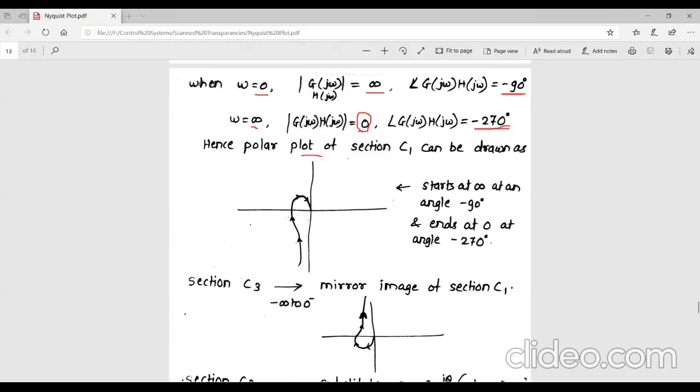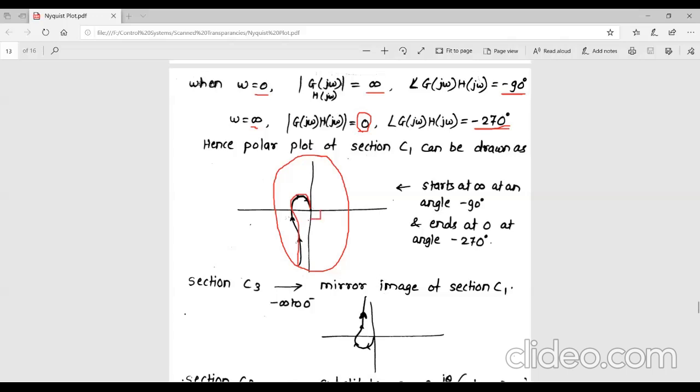So now check out this section. This is the conventional way of drawing it. Please understand, these are rough sketches. Whatever we assume as the scale, irrespective of that scale, we are sketching it just by considering the limiting values. So this starts at infinity and then it will end at 0. Now where will it end? It starts at minus 90 degrees.